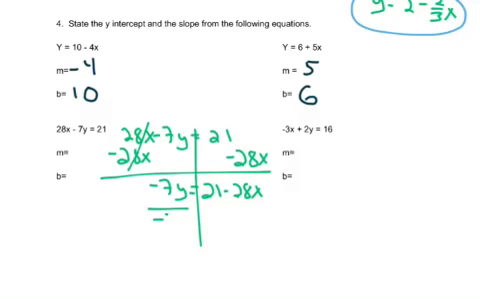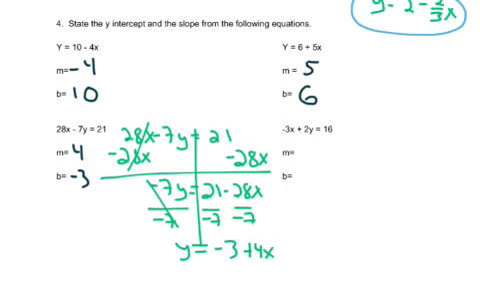Then I'm going to divide every single term by -7. These cancel. So I would have y equals 21 divided by -7 is -3. A -28 divided by -7 is a positive 4x. There you have it. Now I can find my m and my b. So my m, my slope, the value glued to my x is positive 4. My b, -3.